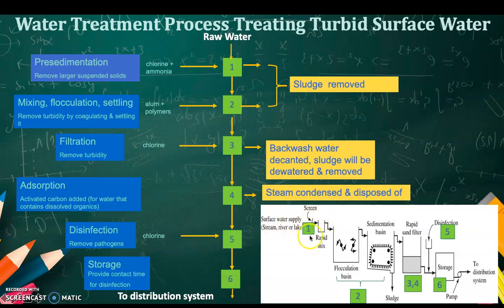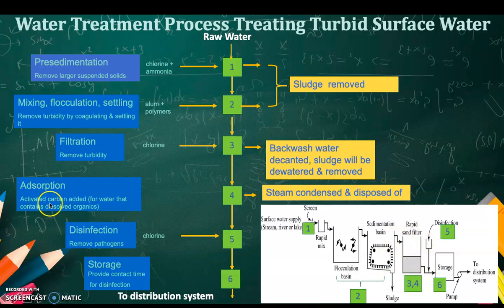So this is number 1. The second part will be mixing, flocculation, and settling. This is where most impurities will be removed by coagulation and also the settling process. This will use alum and polymers, PAC. This also will produce sludge that later will be removed. After that we go to filtration, where we use chlorine. The backwash water will be decanted, and sludge will be dewatered and removed. This is the filtration part.